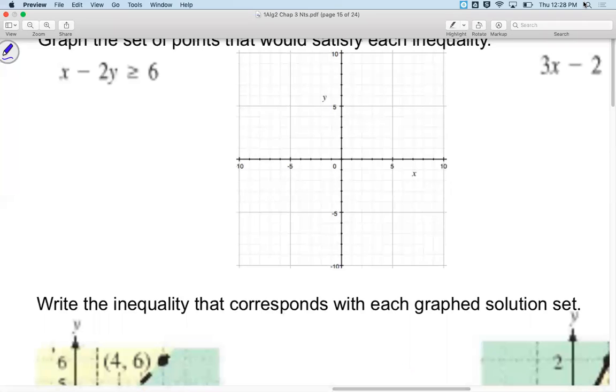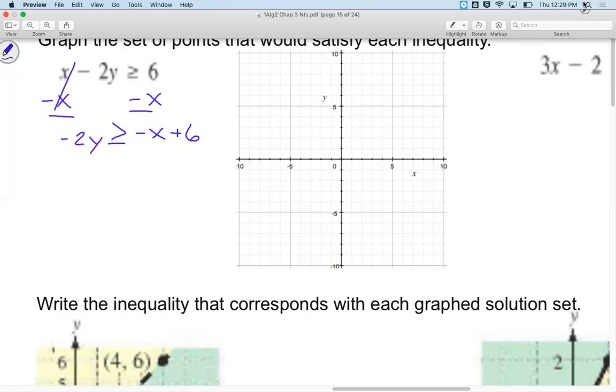So how do we get y by itself? Justin, what are we doing here? Subtract x. All right, so everybody subtract x. So I have negative 2y is greater than or equal to negative x plus 6.